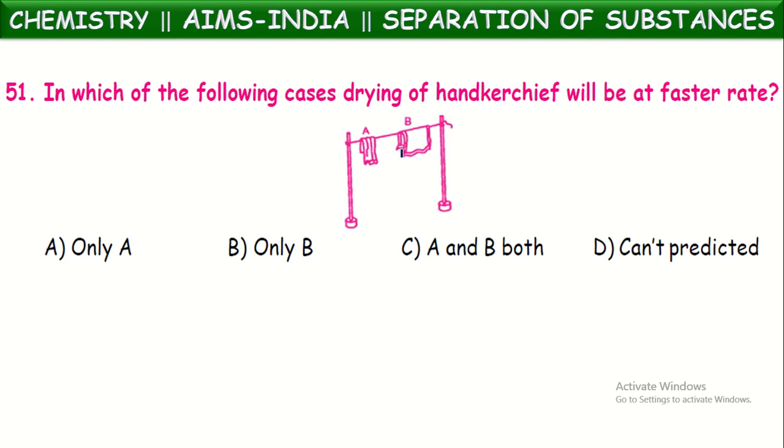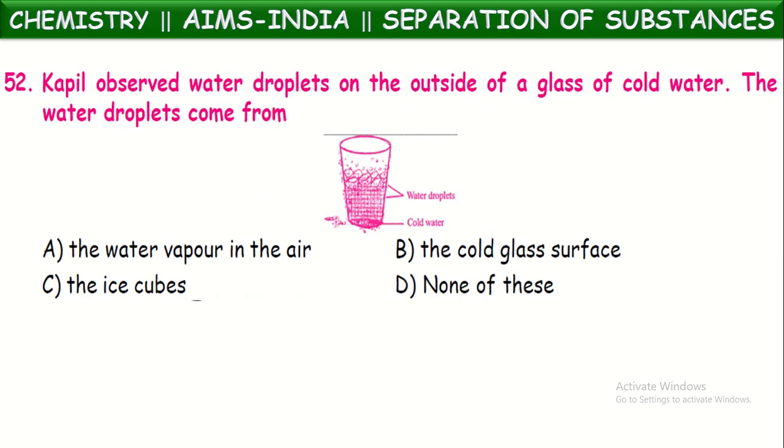B, because its complete surface is being kept open. So from all the parts, water will be evaporated at the same time. But if you see the first one, it is folded. From the inner layers, water will evaporate slowly. So for drying of kerchief A, more time will be taken than for B. So B will be dried at a faster rate, because it is completely kept open without any foldings.